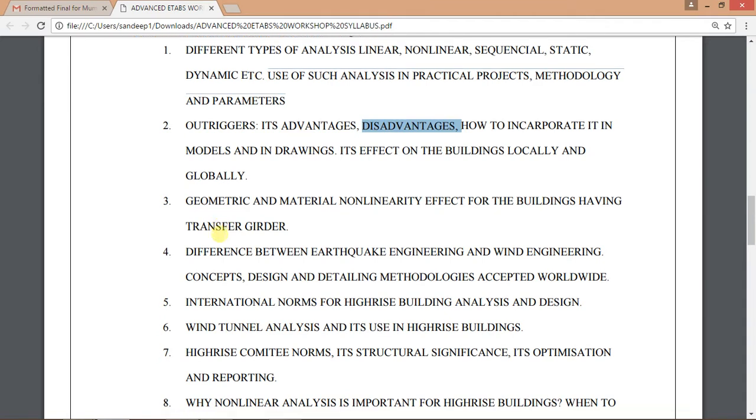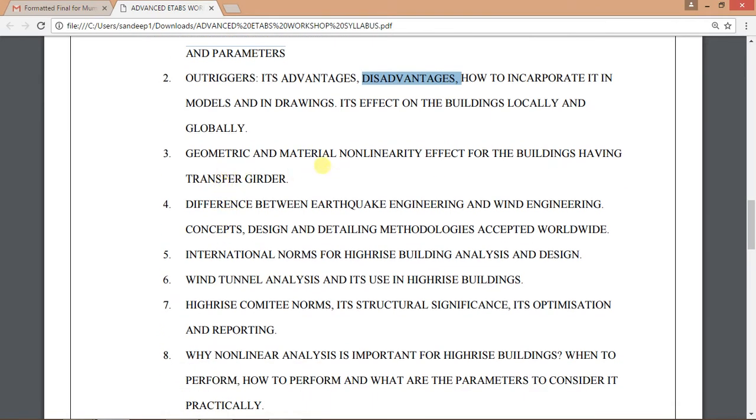The third topic is the geometric and material non-linearity. Okay, so geometric and material non-linearity of a building having transfer girders. Generally, in buildings, the columns and the shear walls do not go straight down to the foundation from the top floor. Sometimes you have to have transfer girders because of driveways, car parks, parking or podium areas, or the basement areas.